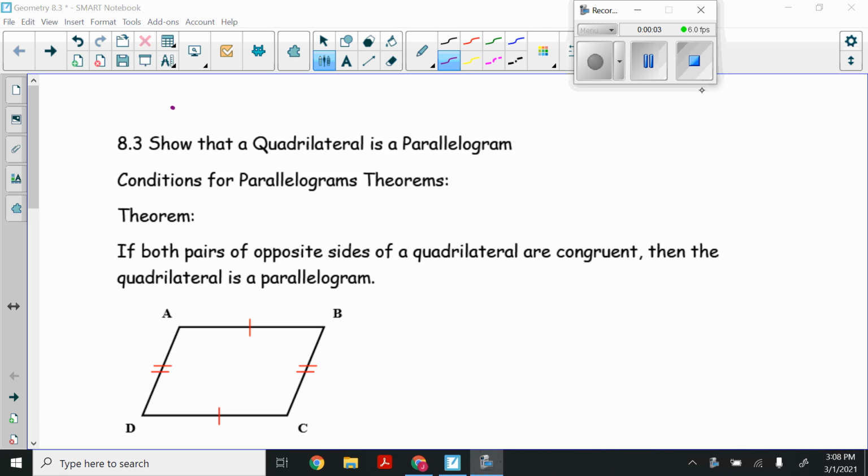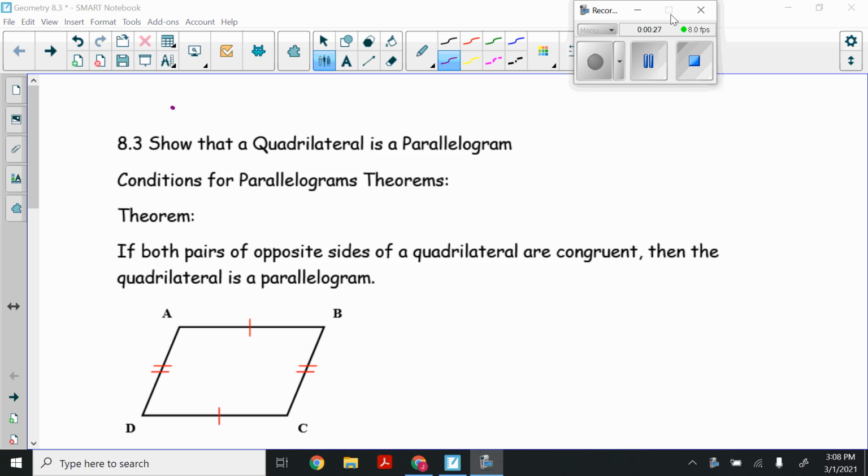Today in geometry, we're going to look at section 8.3. We're going to prove that a quadrilateral is a parallelogram. So yesterday we looked at all of our theorems involving parallelograms. So today we're going to look at the conditions for those. So basically we're going to go the opposite. So theorem: if both pairs of opposite sides of a quadrilateral are congruent, then the quadrilateral is a parallelogram.